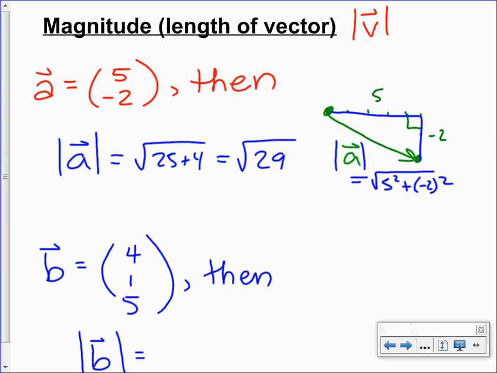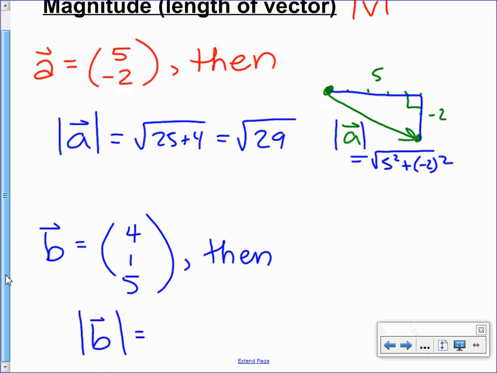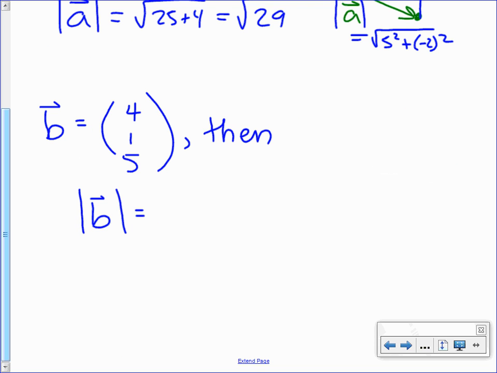Oh, can you do it for a three-dimensional vector? Yes, you can. It's the same thing. It's x squared plus y squared, and if it's 3D, then x squared plus y squared plus z squared. Here we go: 4 squared plus 1 squared plus 5 squared. So to find the magnitude, it's just the square root of the sum of their squares.